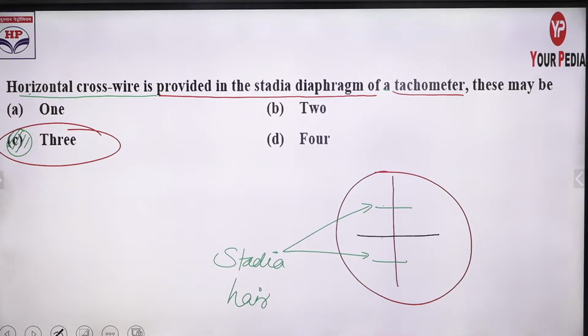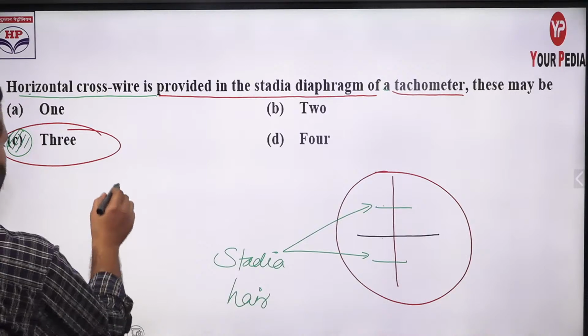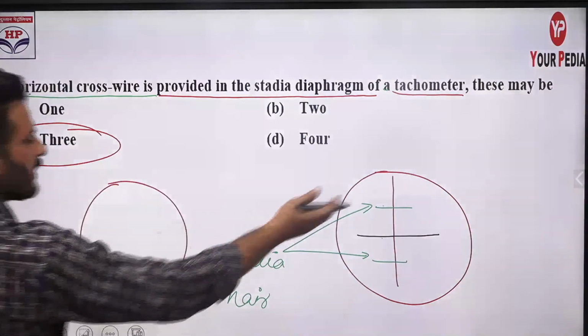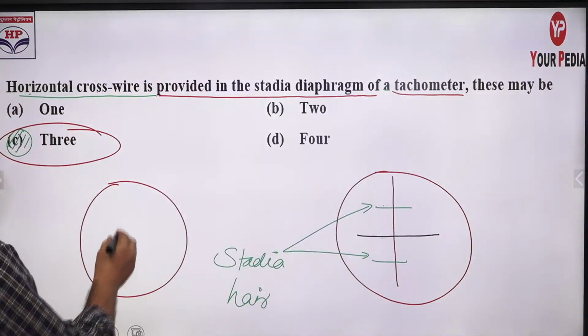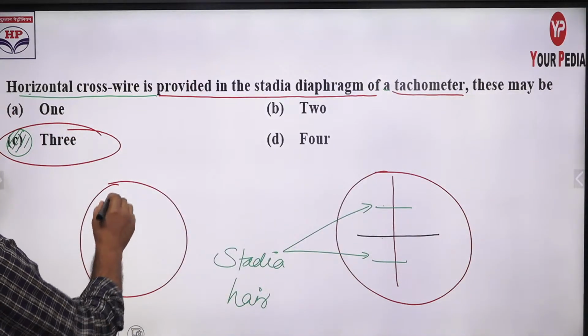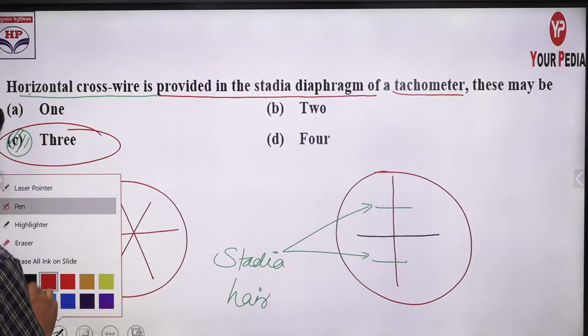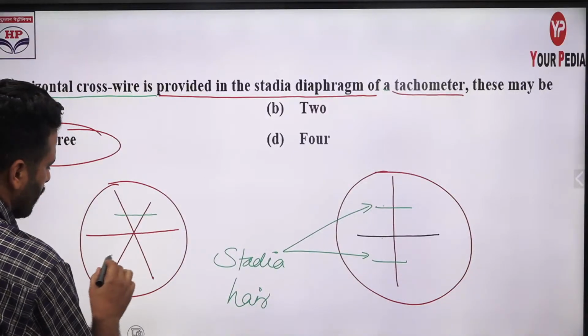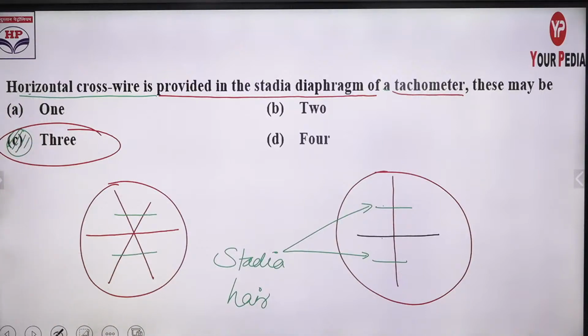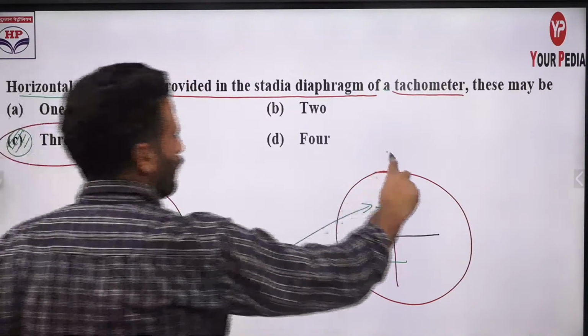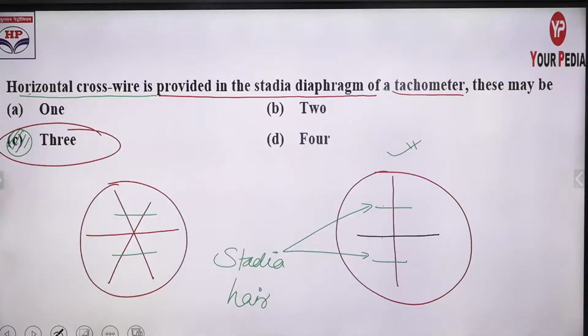So you can just calculate here and find. It is not mandatory that the formation will always be this one. It might be like this, you will find a formation like this. This is a horizontal hair here, with fine here you will find one more, and one more here. So three horizontal hairs will be there. But mostly we have this formation in the stadia diaphragm.